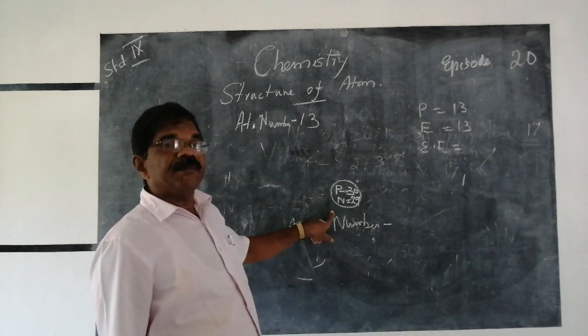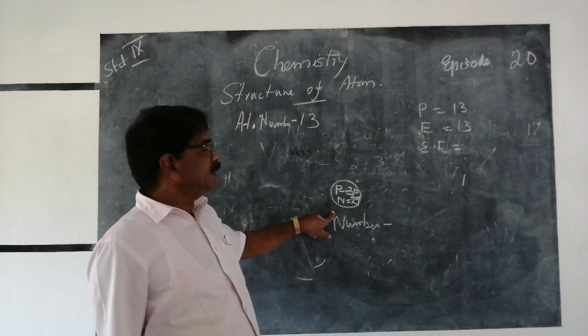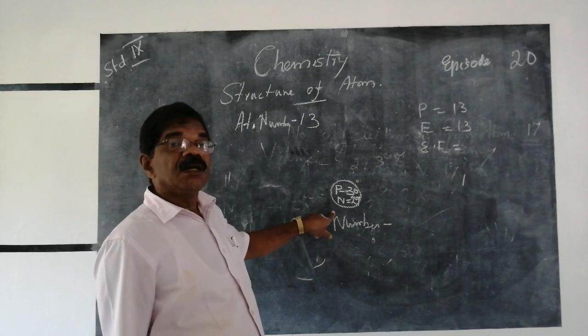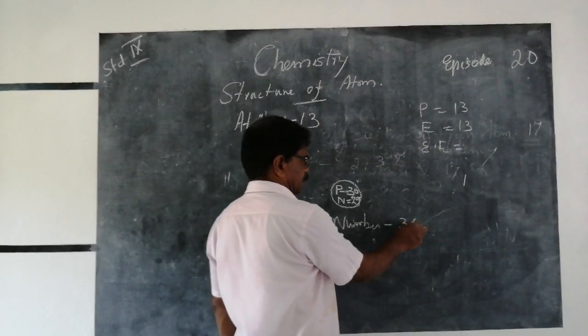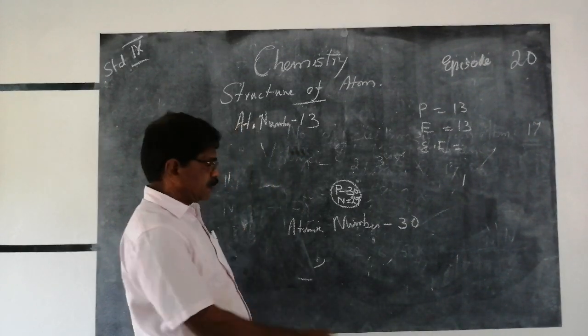Atomic number means number of protons. Here there are 30 protons, so the atomic number is 30. What is mass number?